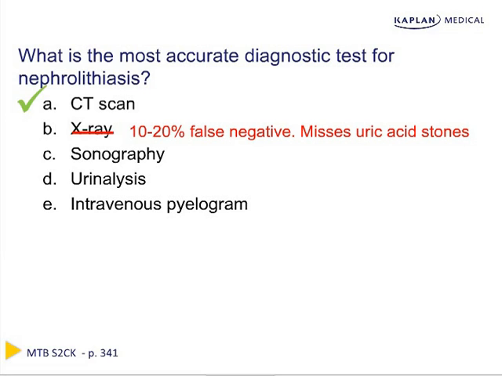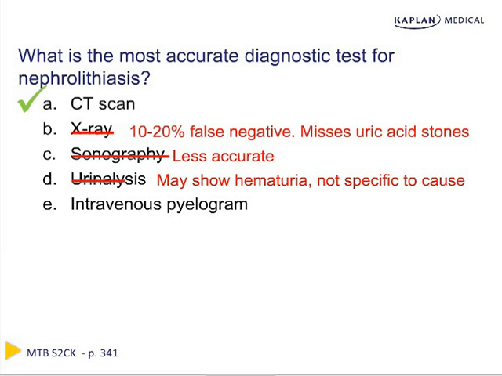X-ray has a 10 to 20% false negative rate, and it's important to know that not all stones show up on X-ray. Uric acid stones are the notable exception and can't be seen with regular plain films, but can be seen on CT scan. Sonography is also less accurate than a CT scan. What a sonogram is good for is really looking for the sequelae of a kidney stone. It lets you know if there is hydronephrosis or other evidence of increased pressure backing up from a urinary obstruction.